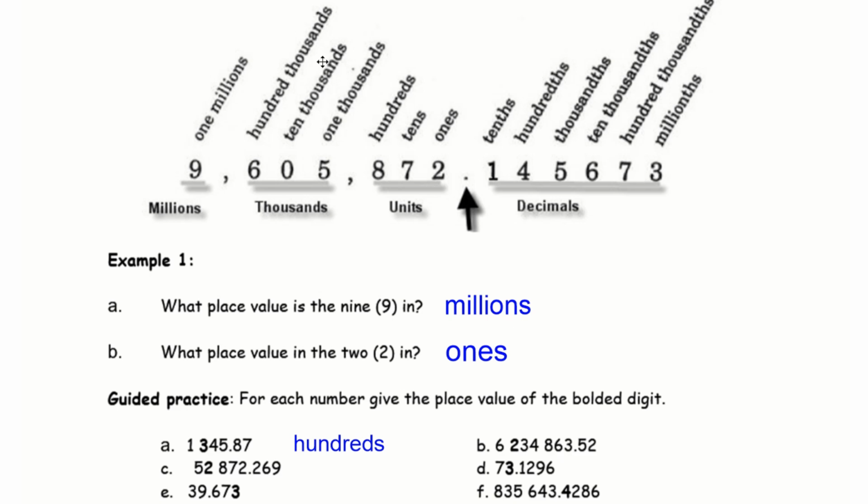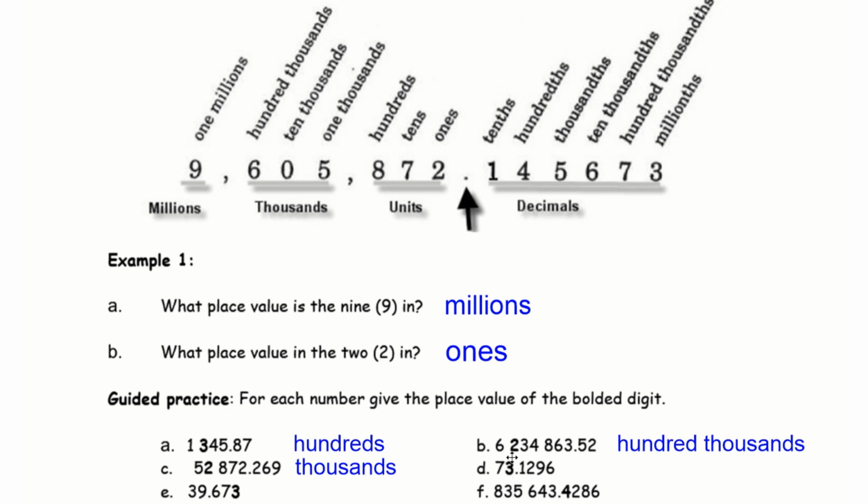For the next one, from the decimal we count to the front: ones, tens, hundreds, 1,000s, 10,000s, 100,000s. So 2 is in the 100,000s. And the next one, from the decimal to the left, ones, tens, hundreds, 1,000s. We don't have to write 1,000s, we could just use thousands.